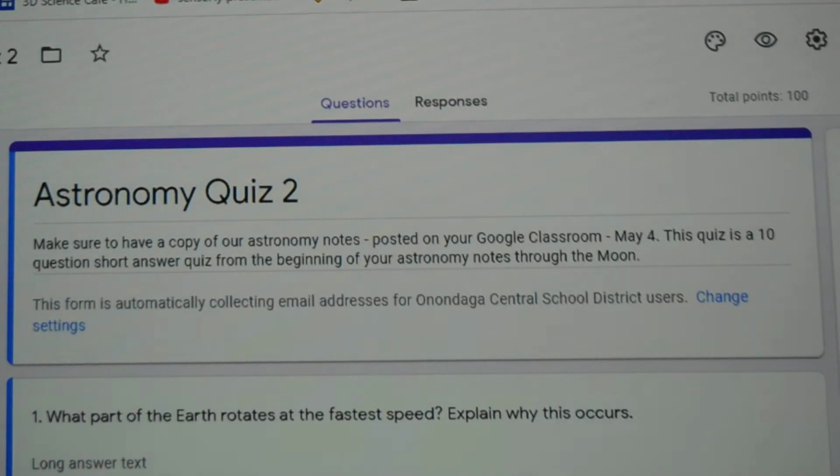So from the beginning of your astronomy notes through the moon. Anything to do with the moon. Be it an eclipse, be it tides, be it phases of the moon. Anything to do with the moon.